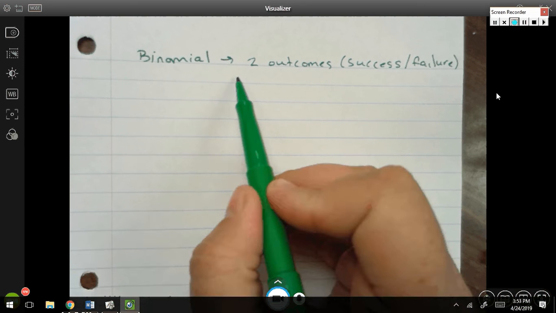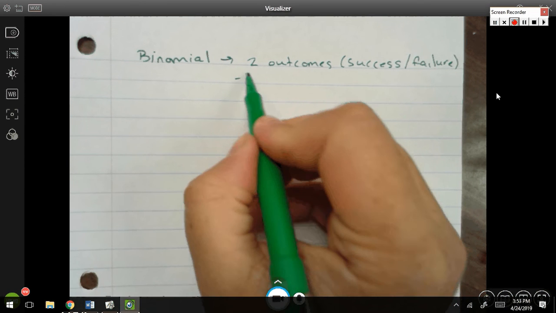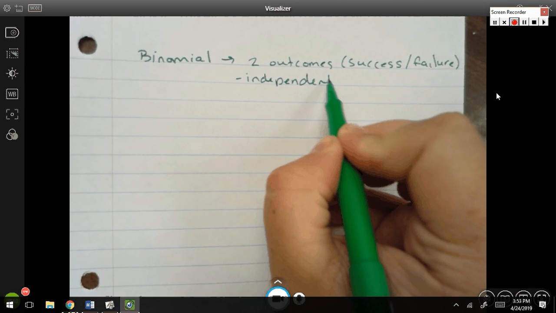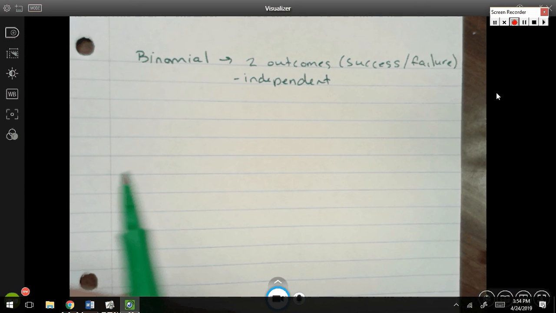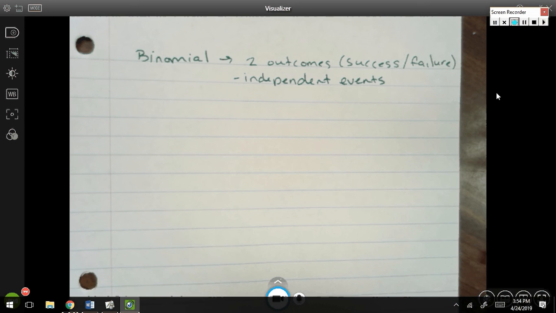The events that are occurring within the binomial distribution are independent of each other, meaning they don't impact each other. If you flip a coin 100 times, it doesn't matter what you flip on the 50th flip. It's not going to impact the 51st flip. If you're randomly guessing on multiple choice questions, it's not going to matter what you randomly guess for question number 10 as far as what you randomly guess for number 11 if they're truly random. Okay, so each one's not impacting the other one. They're independent of each other.